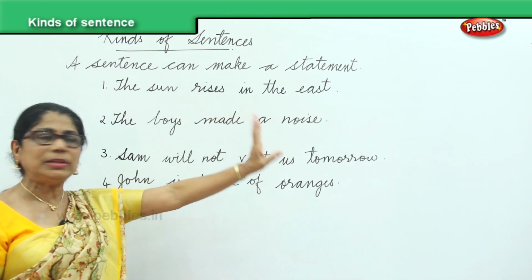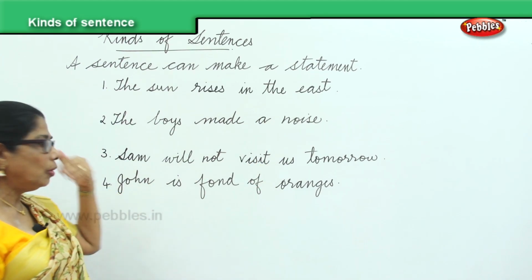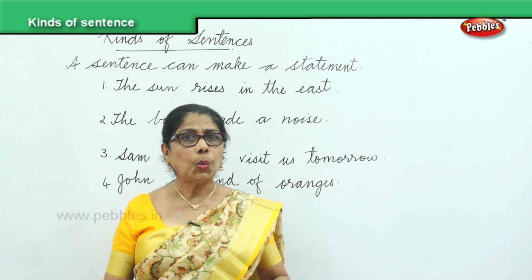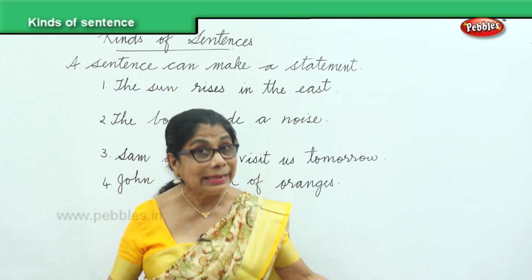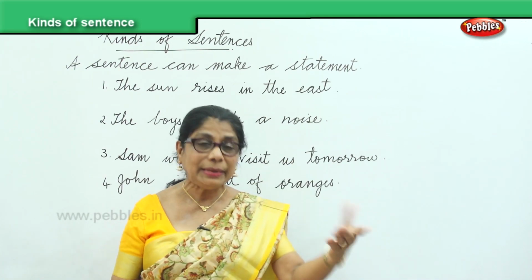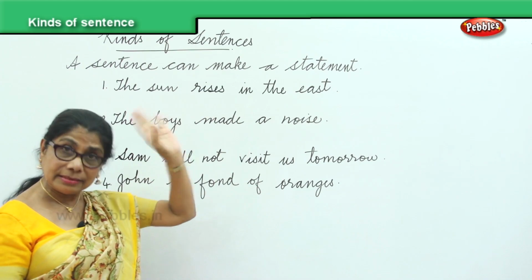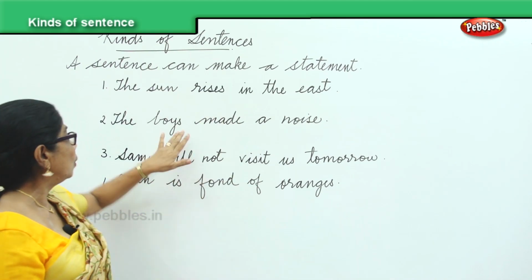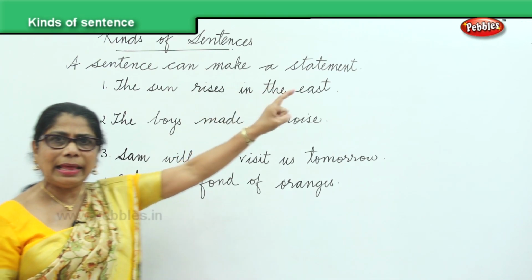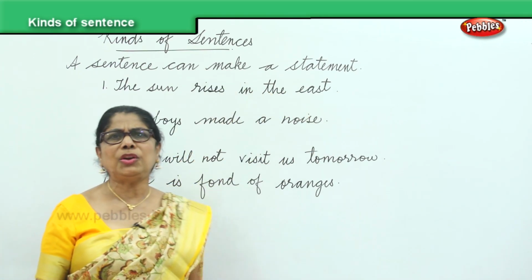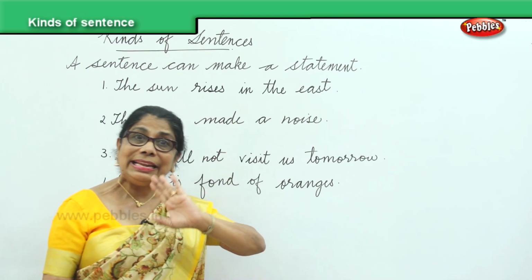The boys made noise. Sam will not be visiting us. And John likes oranges. All these are, what we call, declaring something. They're telling something. Or they're affirming something. What does it affirm here? We say the sun rises in the east. Yes, it will always rise in the east. Boys made noise. We say this is declarative. We're declaring, yes, who made? The boys made noise. And John, he likes oranges. Sam will not come. We are declaring.